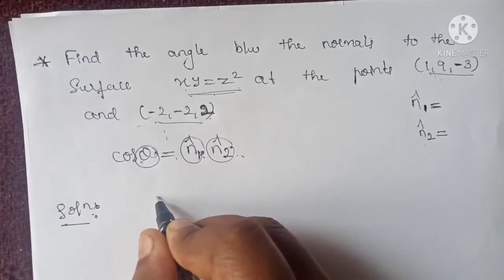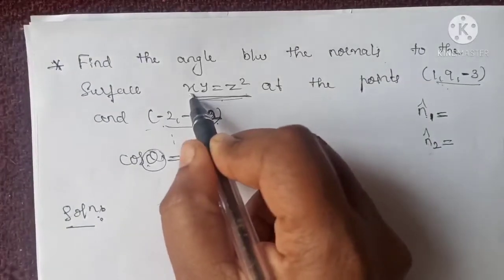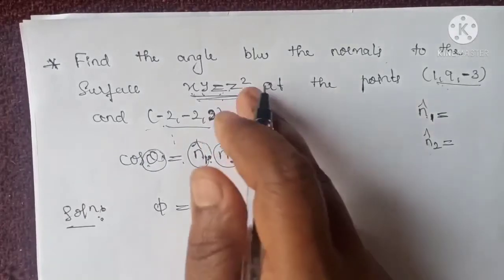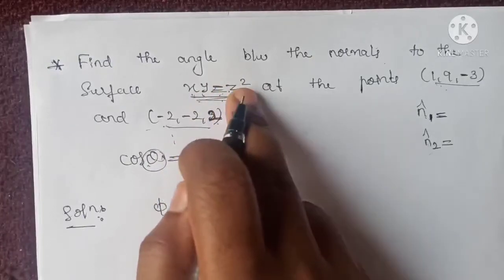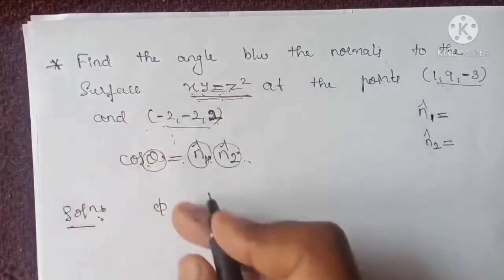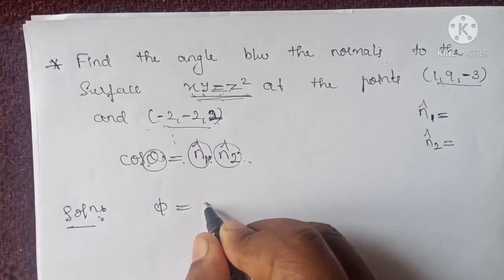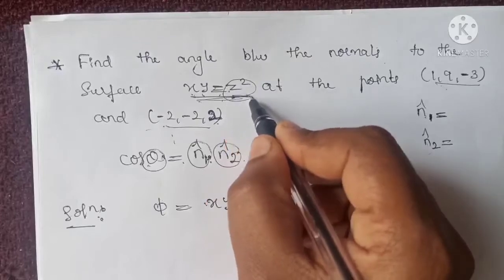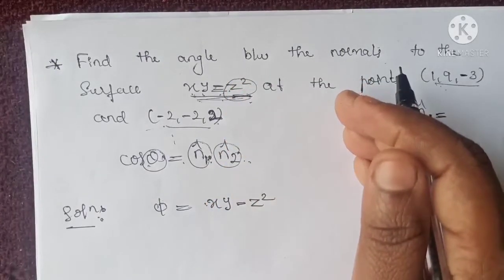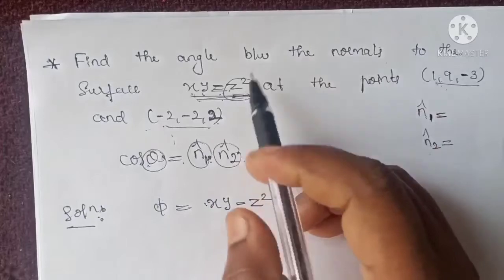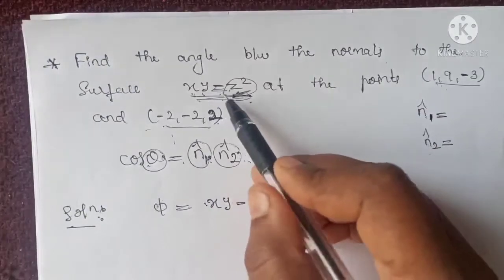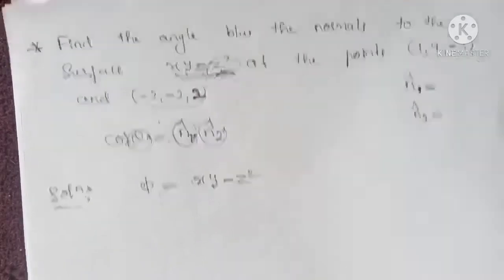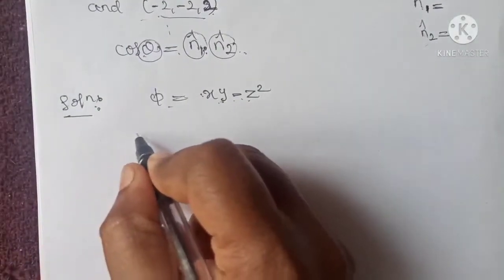Here the given surface is xy equals z square. Therefore, the given surface becomes, we have to take the LHS, that is xy minus z square. The right side is a constant, so we can neglect it because the differentiation of a constant equals 0. Because it is a variable, we take the LHS, that is phi equals xy minus z square. Next we have to find dou phi by dou x, dou y, dou z.